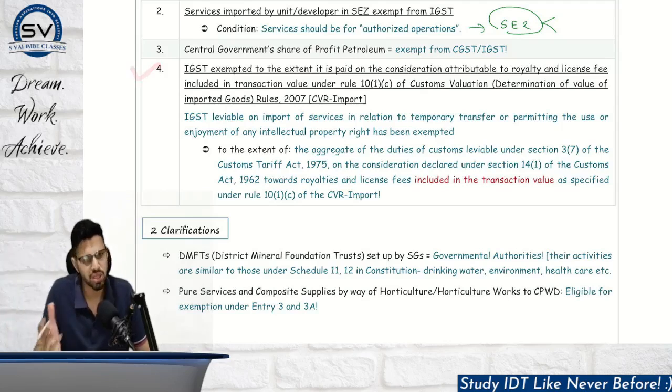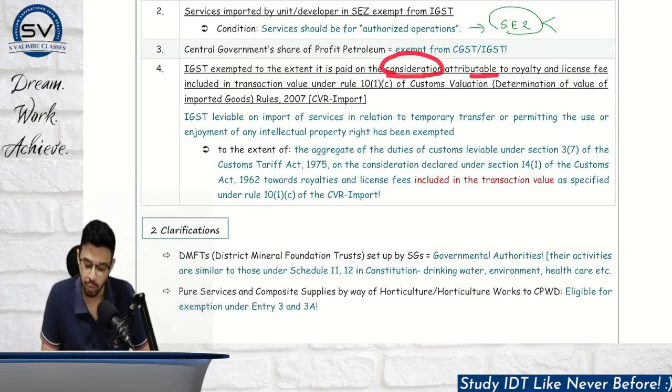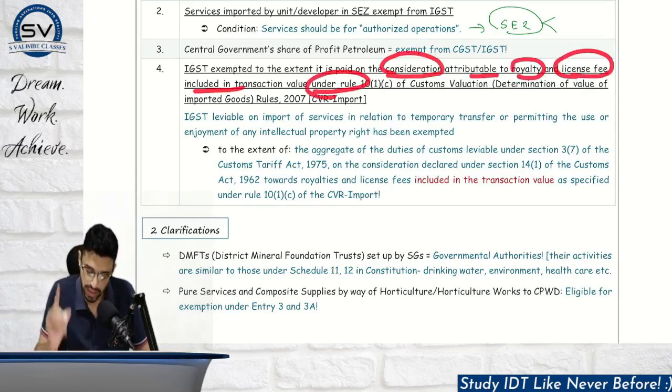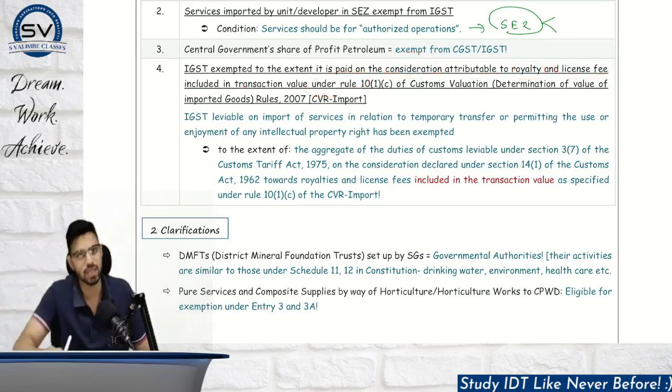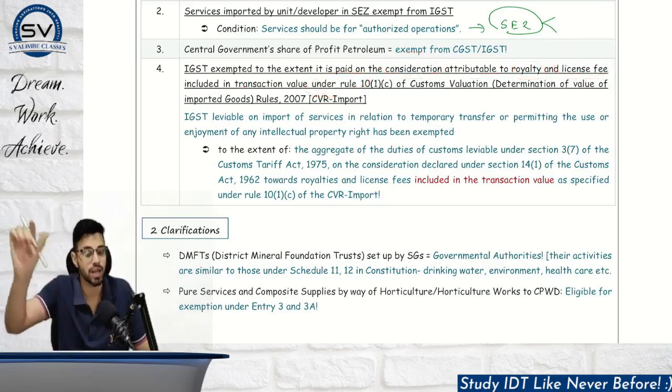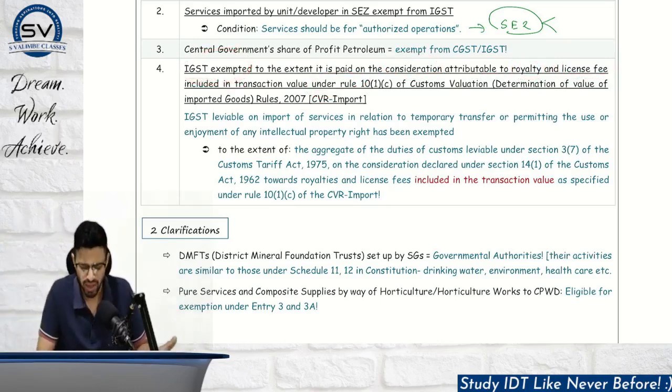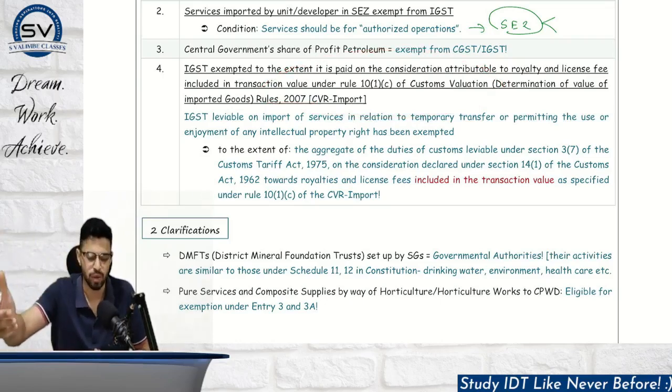Next, this is very, very procedural, very, very simple, linked to customs. Basically when we import any item and we have to pay the customs duty, we calculate assessable value. While calculating that assessable value, whatever consideration is attributable to royalty and license, which is included in the assessable value and on which I am paying customs duty, on that particular consideration part, IGST is exempt. So this is again linked to a bit of a customs topic. Customs has been covered in a separate lecture, but that is available in Hindi English. I will try, if possible, I won't be able to commit right now, but I will try to upload in the English language as well.